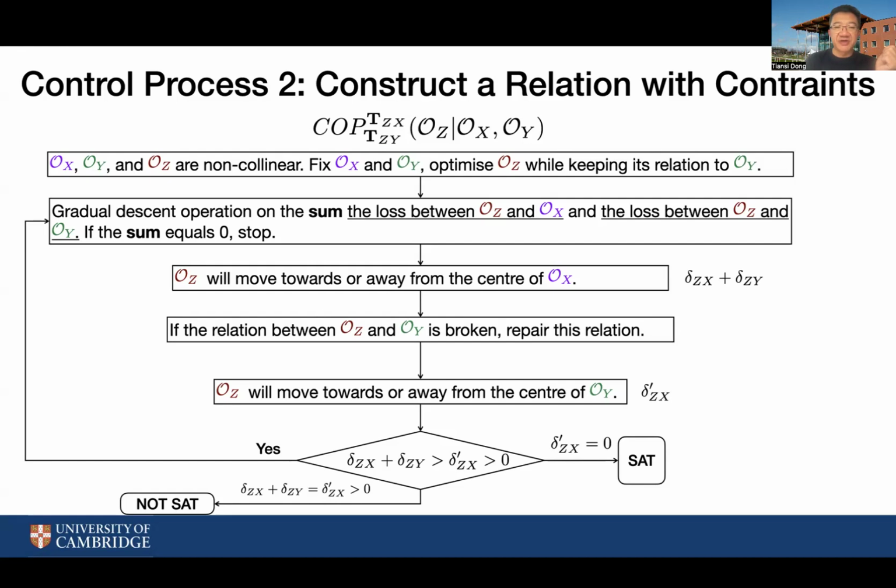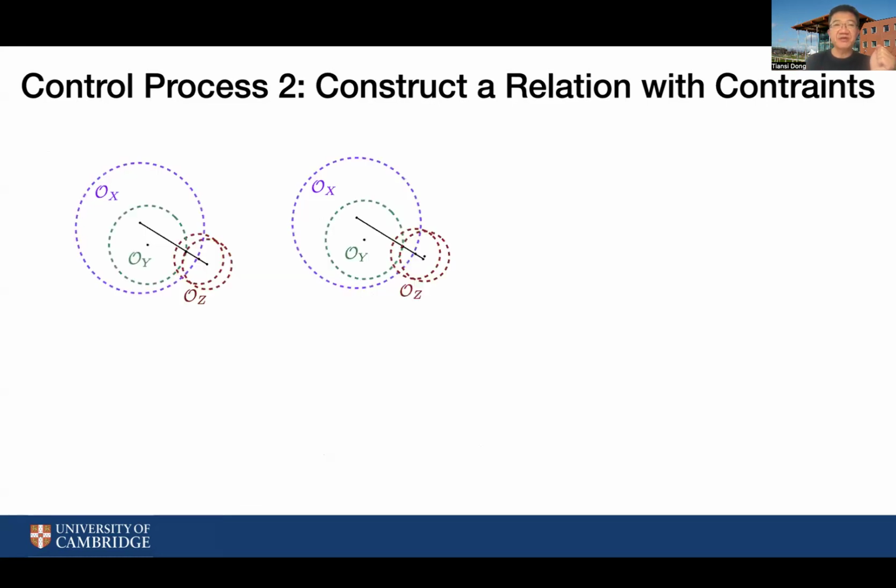And then if after reparation, the loss is equal to the loss before reparation, and if this is greater than 0, then this process will stop and say there's no solution. We need to prove this. Let's look at an example.